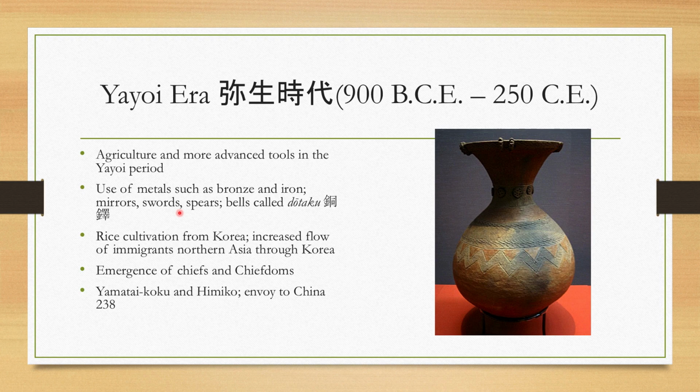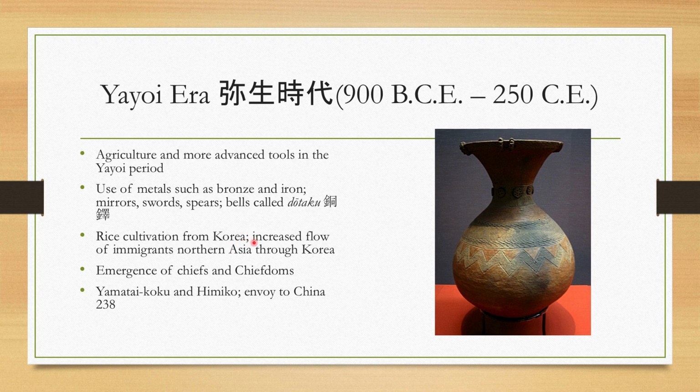Now we start to see simple metalwork using bronze and iron, and people making mirrors, swords, spears, bells called do-taku, and other things of the like. And then the second important advancement was rice cultivation, which was carried over from Korea.